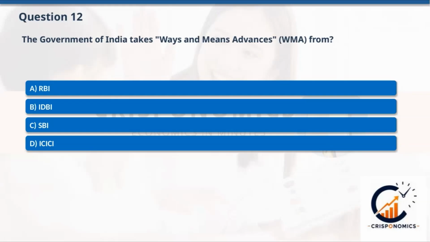Let's look at who the government of India takes ways and means advances from. This question lists 4 options: RBI, IDBI, SBI, and ICICI. The key here is understanding that ways and means advances are short-term loans to help the government manage its cash flow. The correct answer is the Reserve Bank of India, or RBI. They're the central bank and the lender of last resort for the government in these cases.